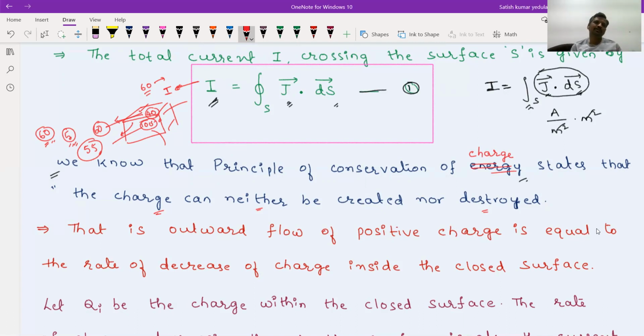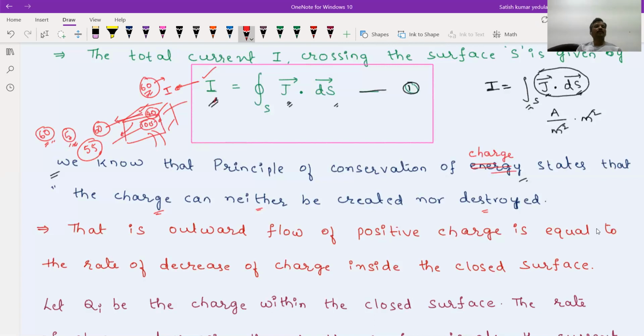Instead of saying 5 students left the class, to convince the class in charge, he can say there are 5 students reduced in the class. So the 5 students who left the class is equal to the 5 students who are reduced in the class. Same thing here: 60 charges which left the closed surface is equal to the 60 charges which are reduced in this box. And because of these 60 charges which left, I have already given the current I.